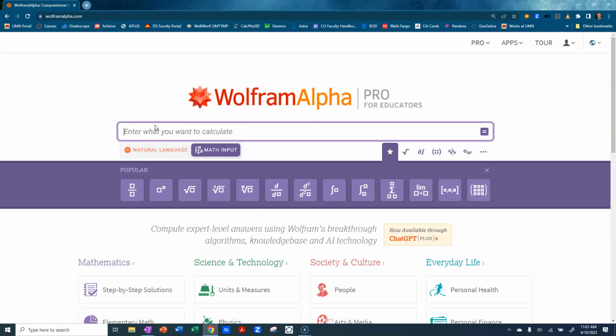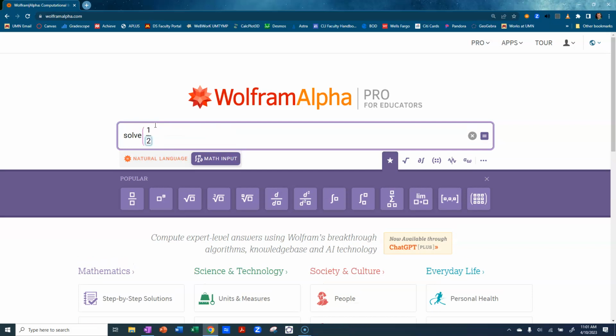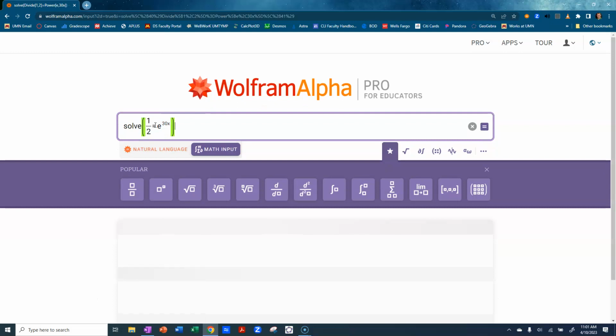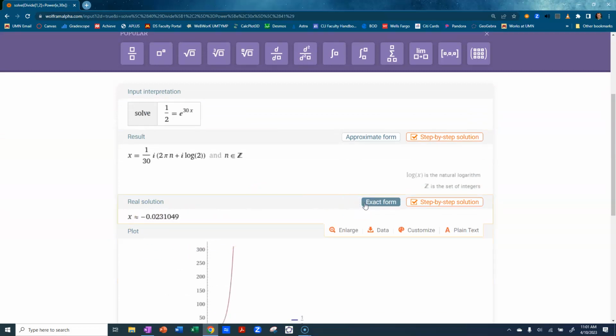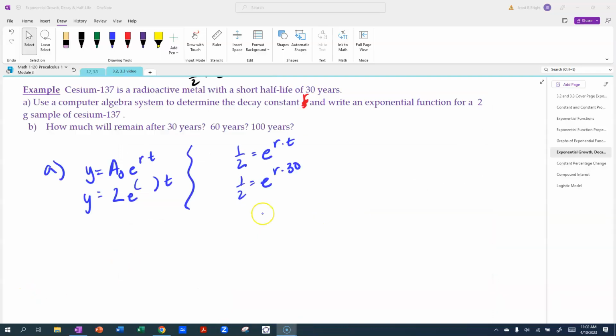So here's Wolfram Alpha, and I need to tell it to solve 1/2 is equal to e to the power of x times 30, or I'll just say 30x. And this should be enough. There is an expression for it, and if we get an approximate answer, it's like negative 0.023. Let's use that. R is equal to negative 0.0231.